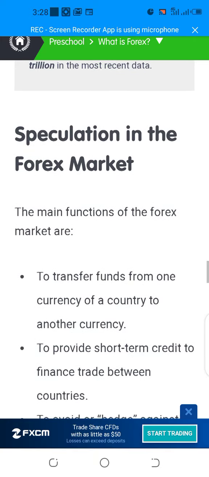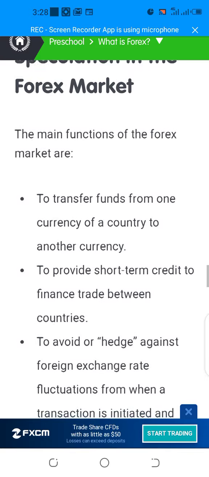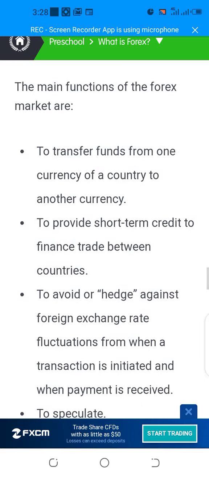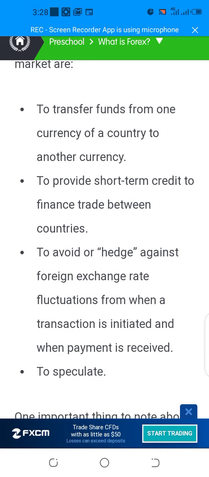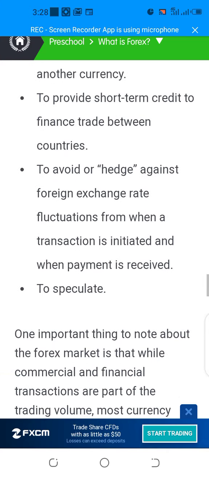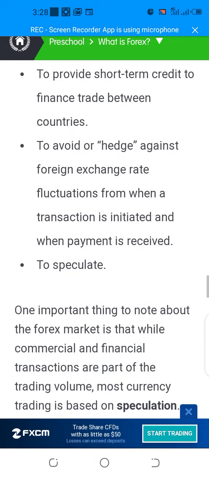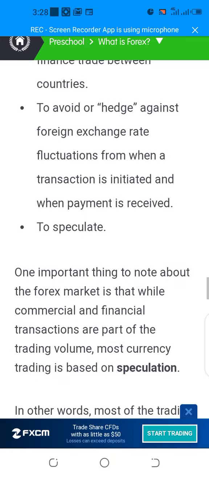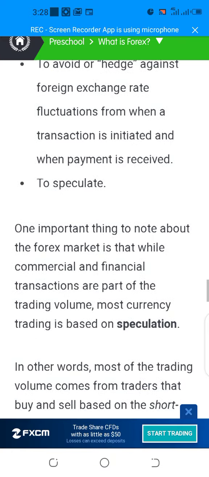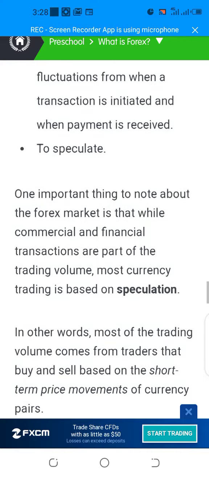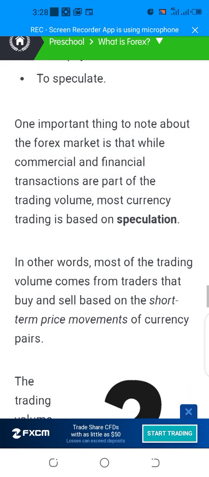So let us now look at lots, leverage, profit and loss. In the past, spot forex is traded in specific amounts called lots, and we basically have 4 types of lots. We have the standard lot, which is 100,000, the mini lot 10,000, the micro lot 1,000, and the nano lot 100.